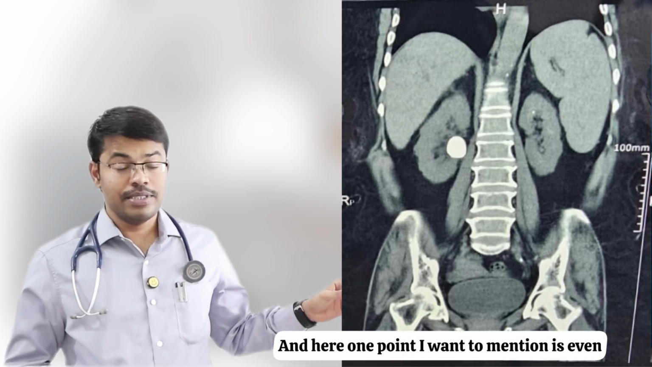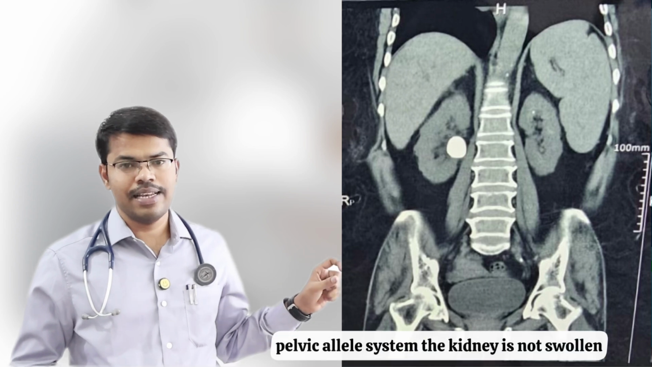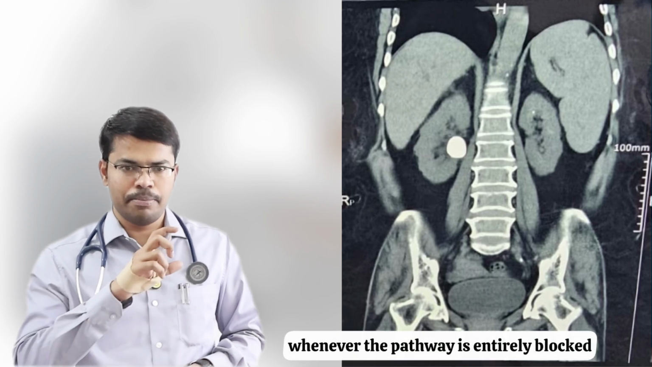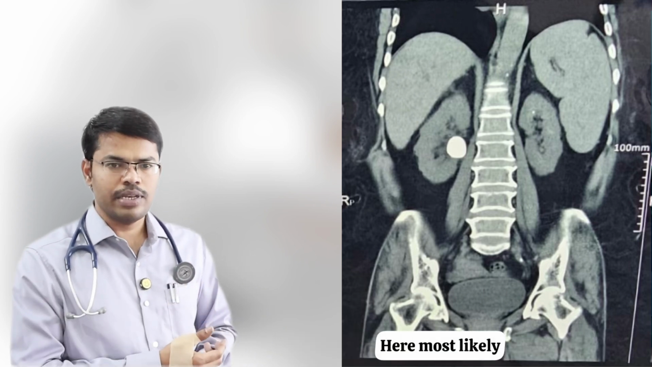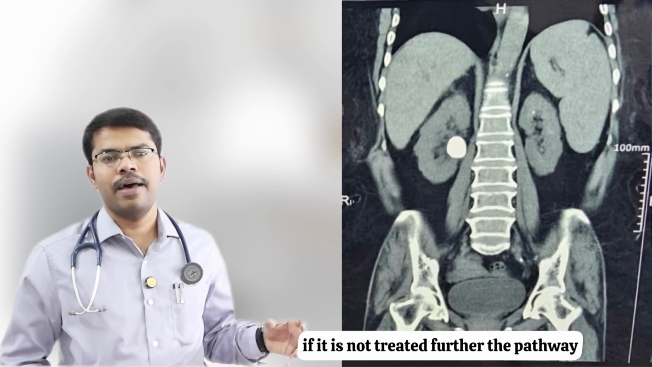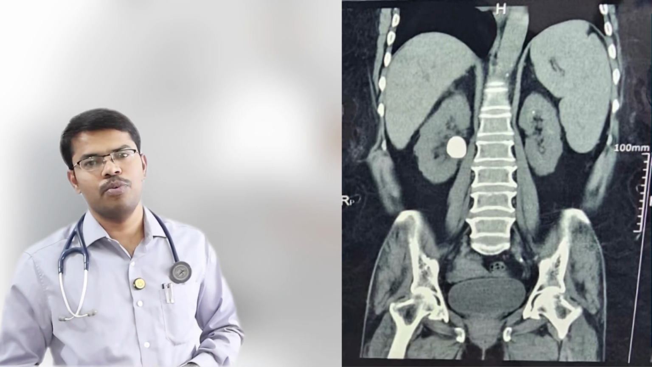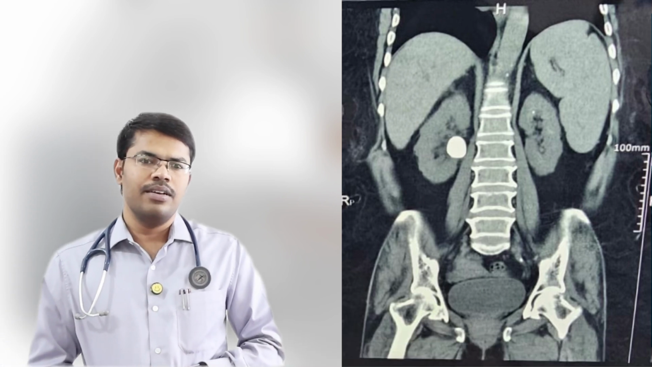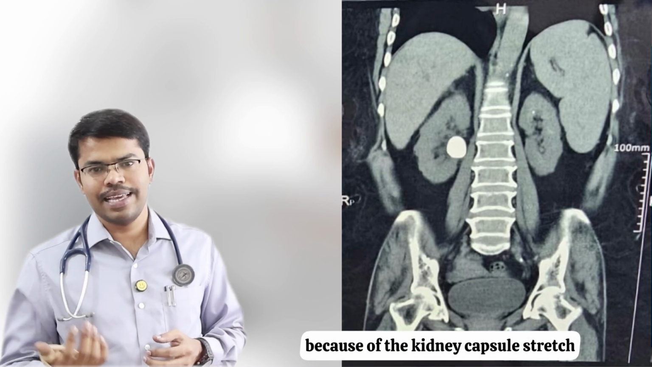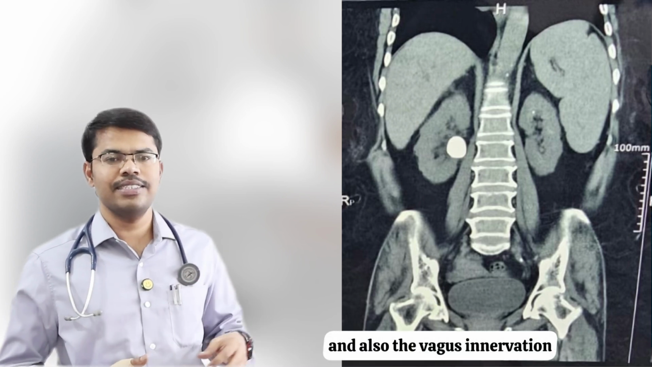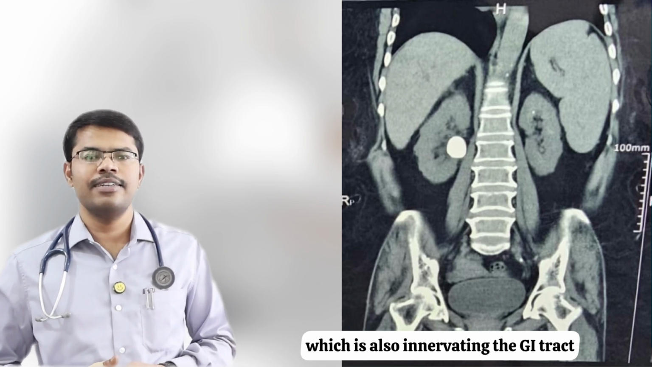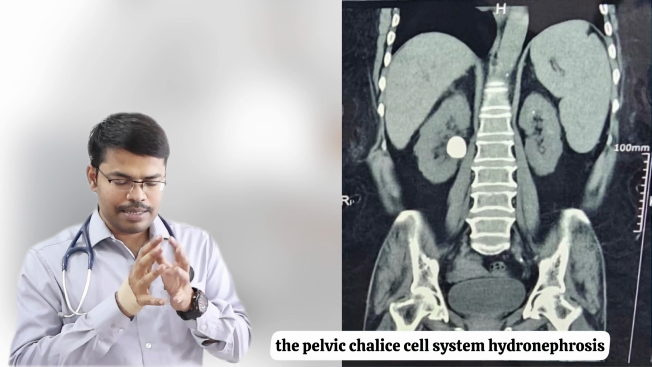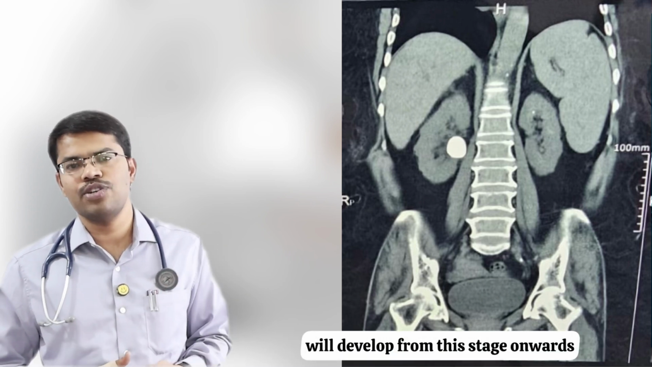And here one point I want to mention is, even though the stone is very big, especially in the pelvicalical system, the kidney is not swollen. Mostly the kidney goes for hydronephrosis whenever the pathway is entirely blocked. Here, if it is not treated further, the pathway might go for blockage. Once the pathway is blocked, the entire kidney will start getting swollen. Because of the kidney capsule stretch and also the vagus innervation, which also innervates the GI tract, the patient might develop vomiting. Then the cortex might thin out, and pelvicalical system hydronephrosis will develop from this stage onwards.